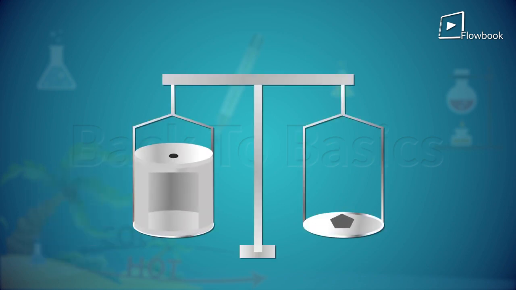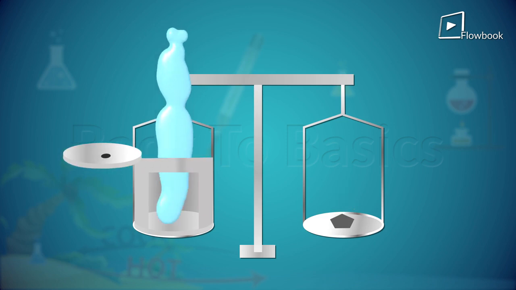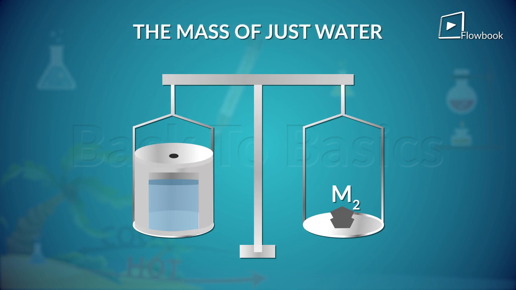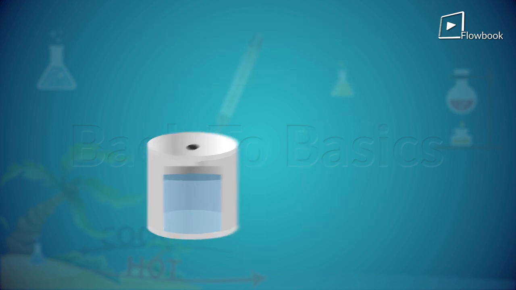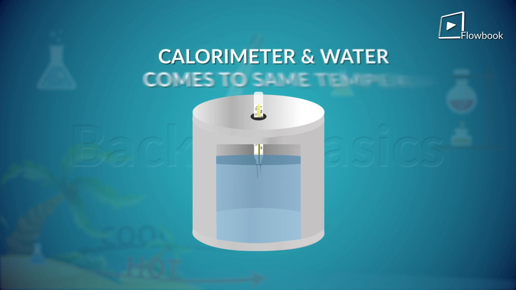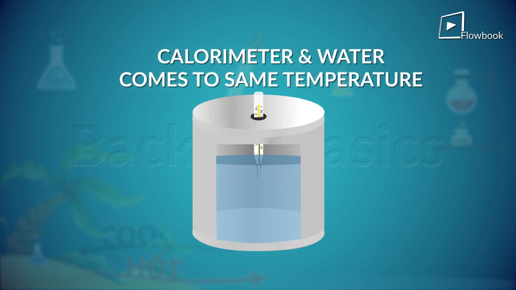Before we start the experiment, we need to take the readings first. Measure the mass of the calorimeter as M1. Then pour some water in the calorimeter. This mass will be M2. So, the mass of just the water would be M2 minus M1. Then, take the temperature of the water in the calorimeter. Do this after a while so that the calorimeter and the water come to the same temperature.